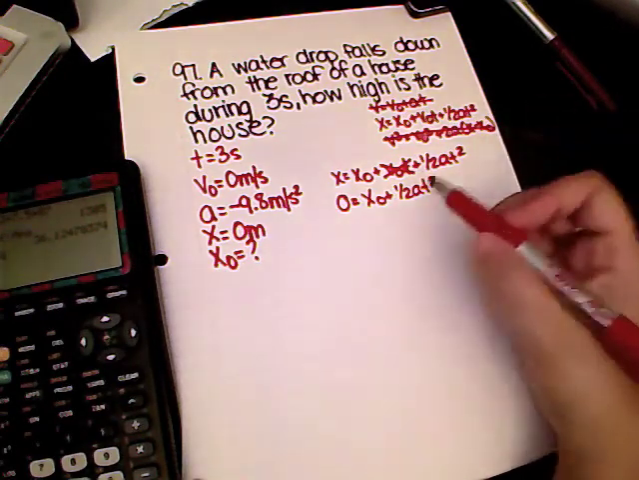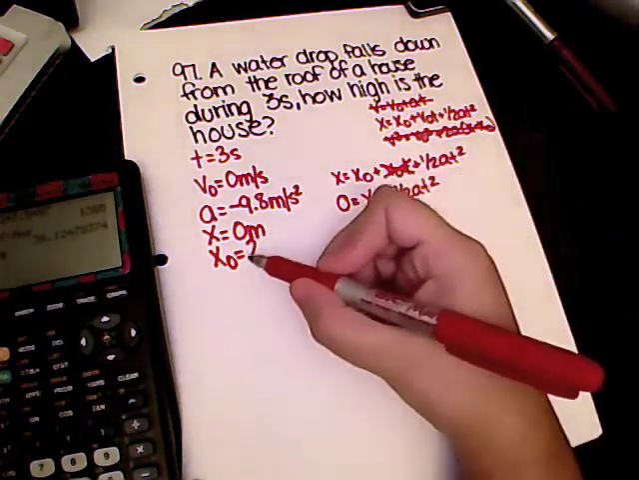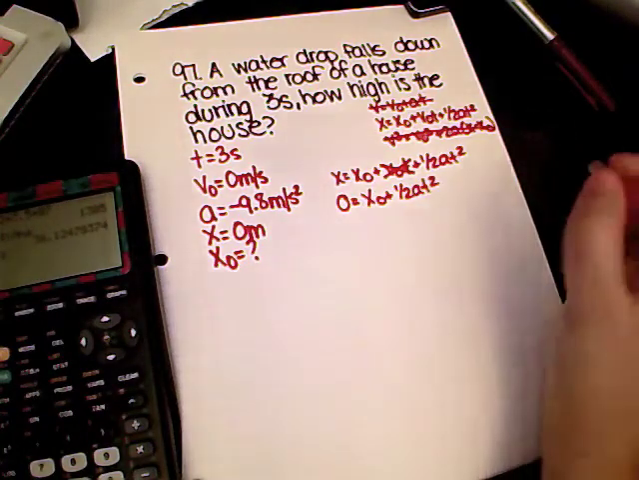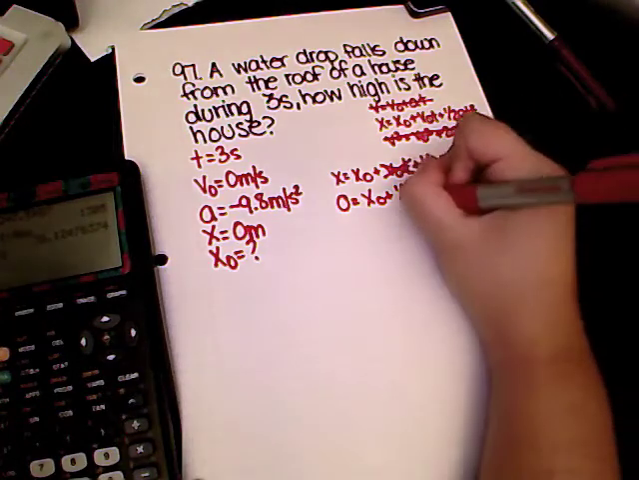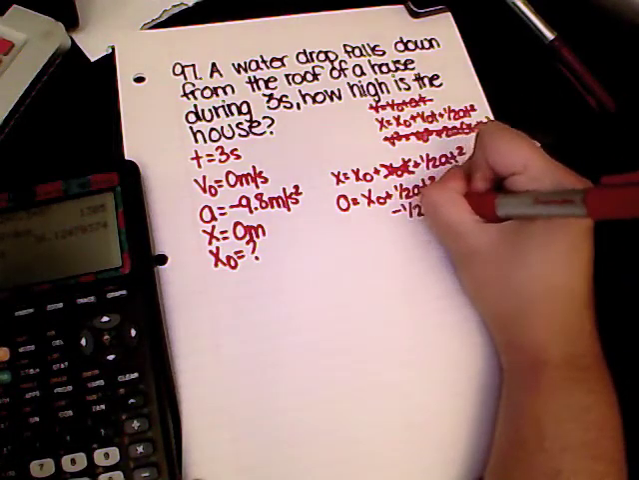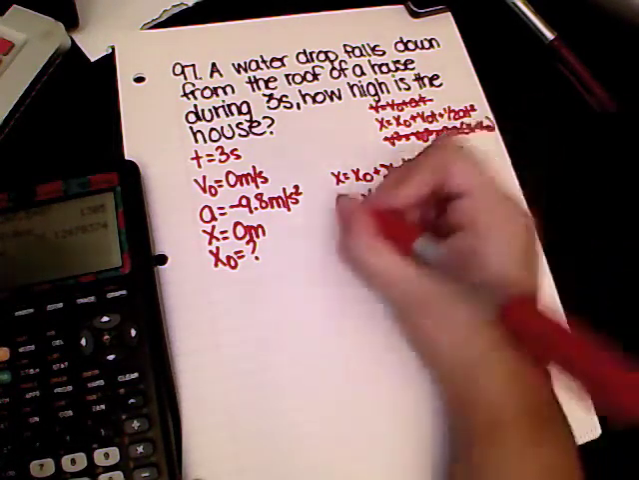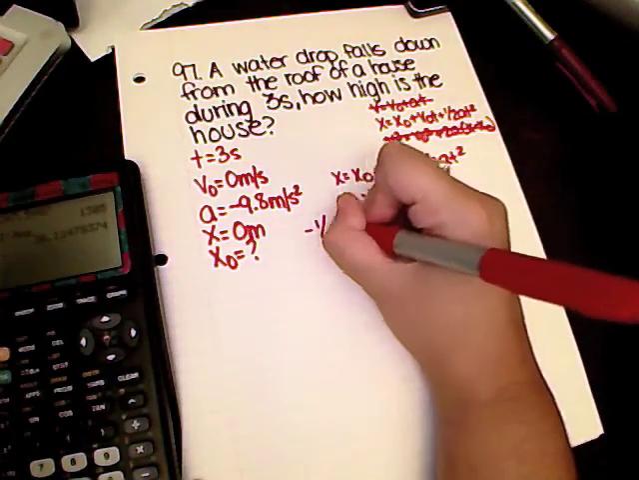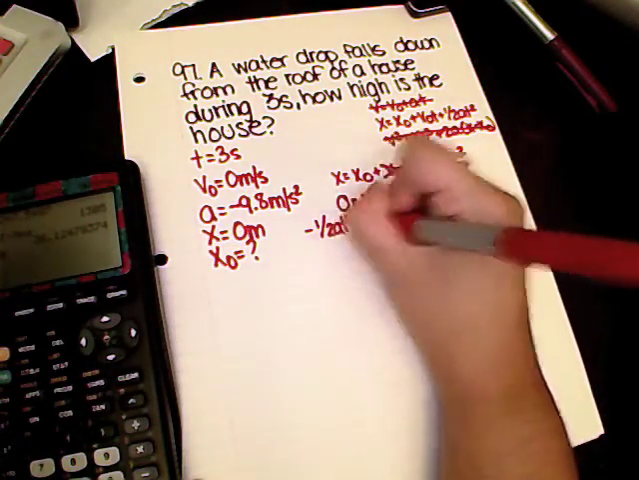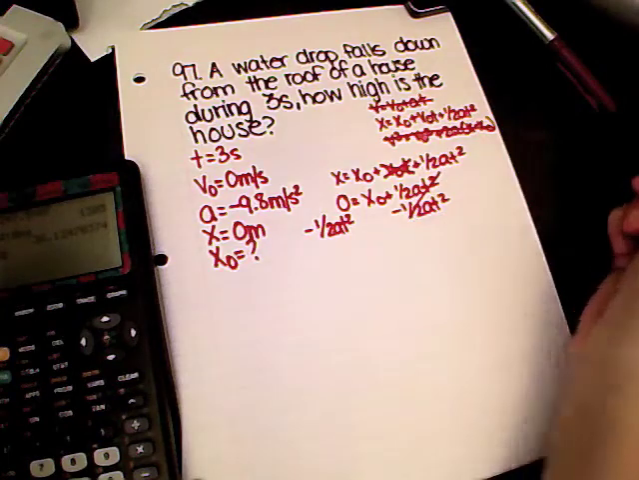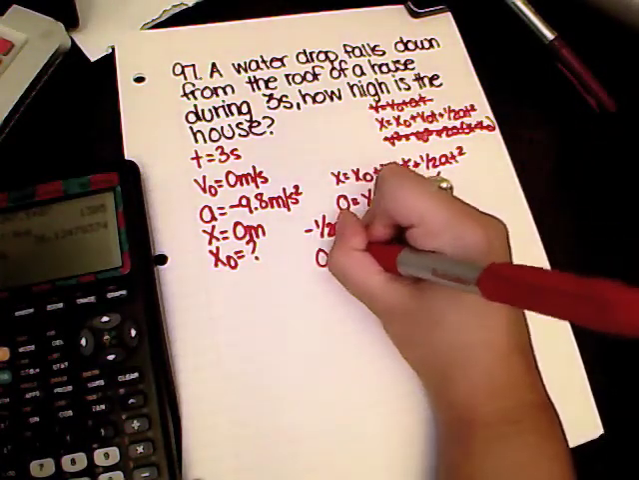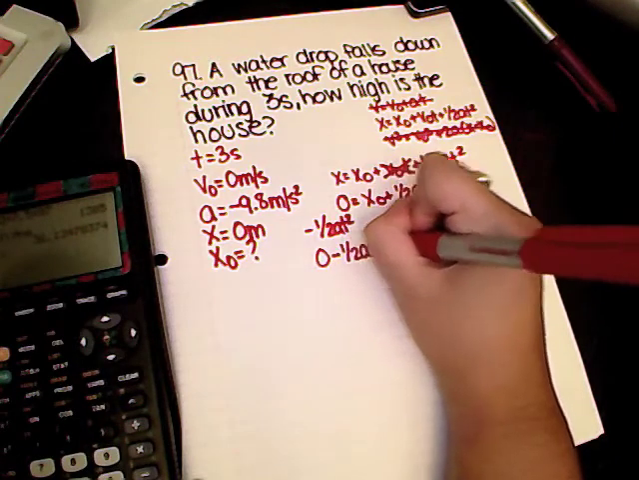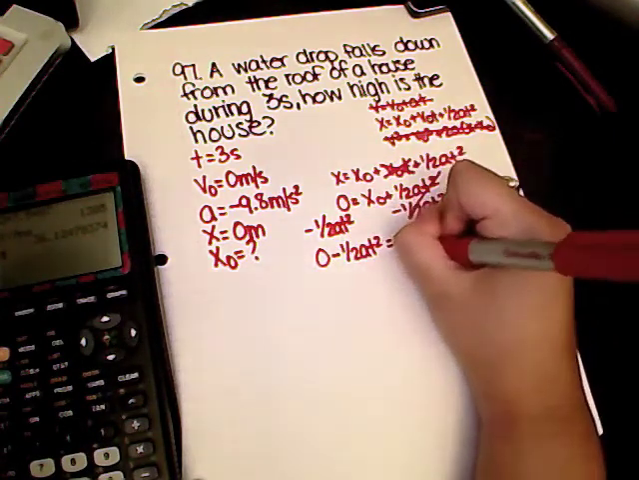And remember, we want to get this x naught by itself, since that's what we're solving for. Since the 1/2 at squared is being added, the opposite would be to subtract it. So minus 1/2 at squared, and we do it on both sides of the equal sign. So it cancels out here. Now we're left with 0 minus 1/2 at squared equals x naught.